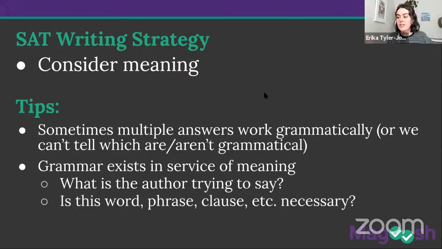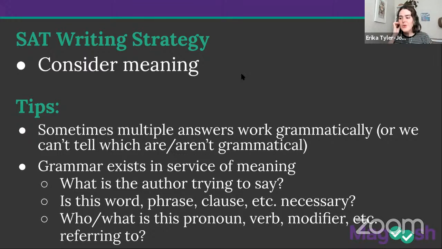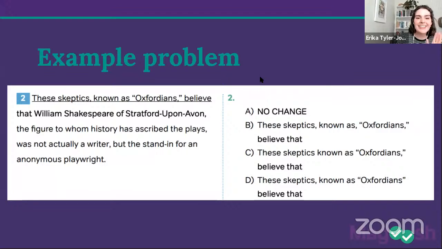Is this word, phrase, clause, etc. necessary? So thinking about it, do I need Logan? Is that important to this sentence? Yes or no? If it is, okay, no commas. If it's not, okay, commas. But then also, who or what is this pronoun, verb, modifier, etc. referring to? So should this modifier be next to this thing or this thing? This also works for pronouns and for verbs, which is something that we're going to get to tomorrow. But this idea of considering meaning when we're kind of stuck is going to keep coming back with these questions. Okay. With that said, let's go ahead and try some questions about modifiers.